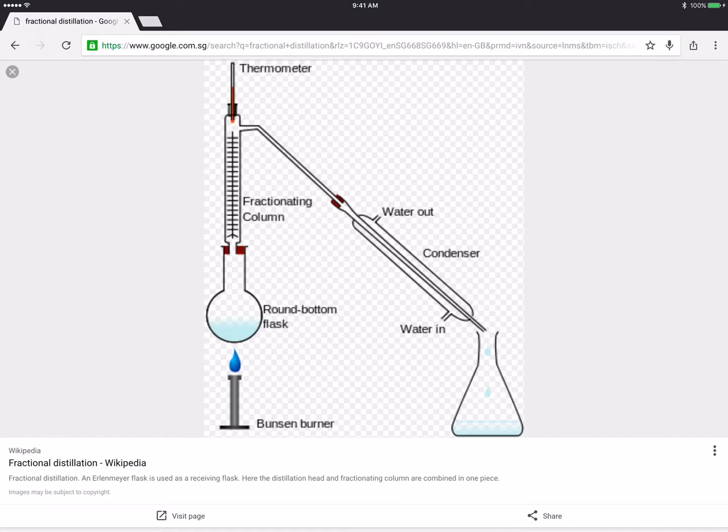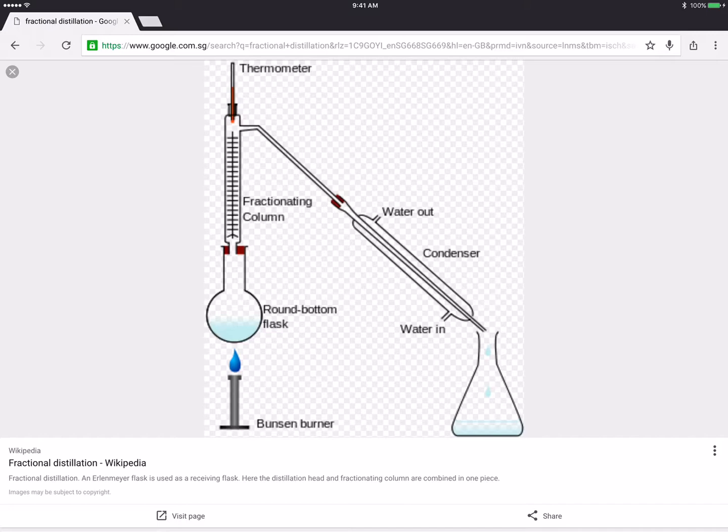Okay, now what's the purpose of distillation? Imagine you have ethanol and water inside here. Ethanol is basically alcohol. So how do you separate alcohol and water? You put them in the distillation setup like that. You burn this, and the alcohol will evaporate first.